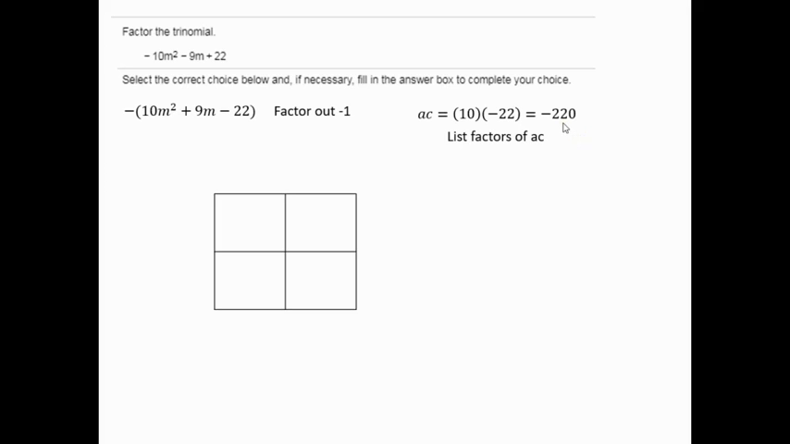We list the factors of AC. Now remember, we're looking for factors of AC that not only give us a product of AC, but also sum up to the middle term. And since we have a plus and a minus here, it indicates that subtraction is going to occur. So looking at these, it looks like 11 and 20 are going to do it, because that's going to get us 20 minus 11 equals 9m. So we found the two factors.